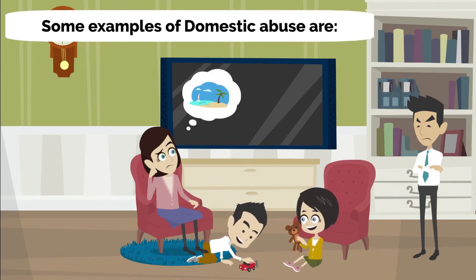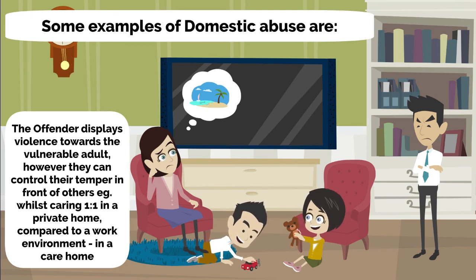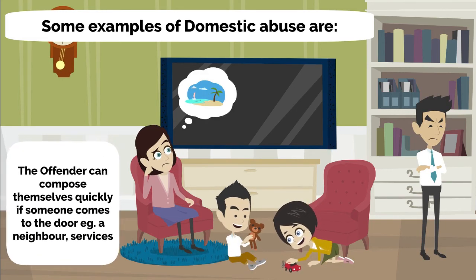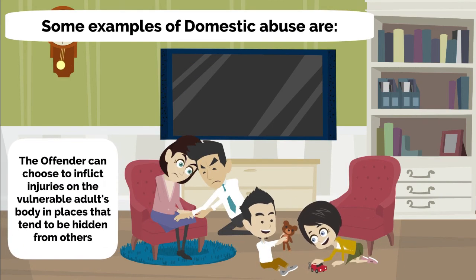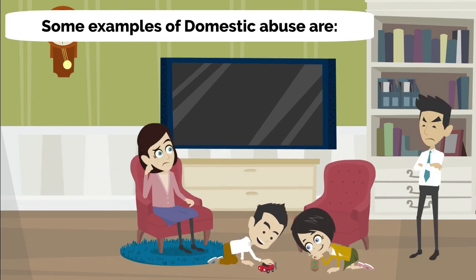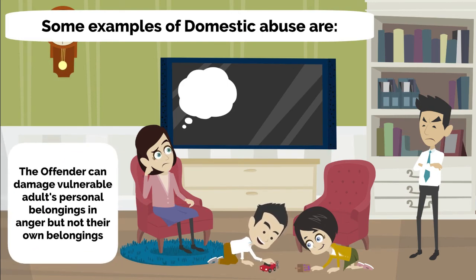Some examples of domestic abuse are: the offender displays violence towards the vulnerable adult. However, they can control their temper in front of others, for example, whilst caring one-to-one in a private home compared to a work environment in a care home. The offender can compose themselves quickly if someone comes to the door, for example, a neighbour or services. The offender can choose to inflict injuries on the vulnerable adult's body in places that tend to be hidden from others. The offender can damage vulnerable adults' personal belongings in anger, but not their own belongings.